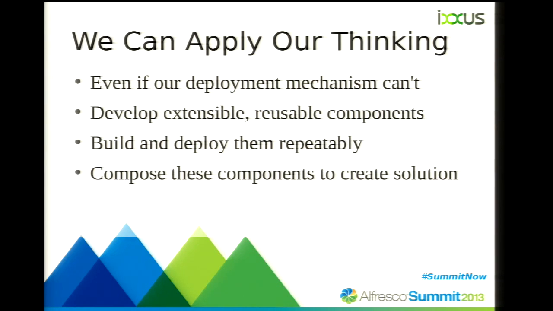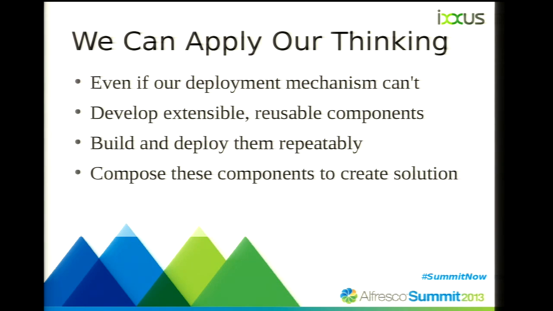So what we can do is try and apply some of our thinking around modularity to the platform that we've got. If our deployment mechanism can't treat our application server as an immutable object, then we can start thinking about it from a slightly higher level and start applying some of those modular principles to our development, so that we at least avoid some of the pitfalls.